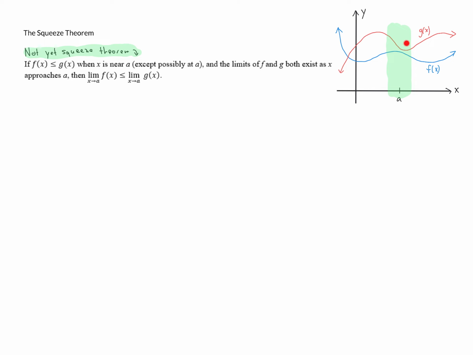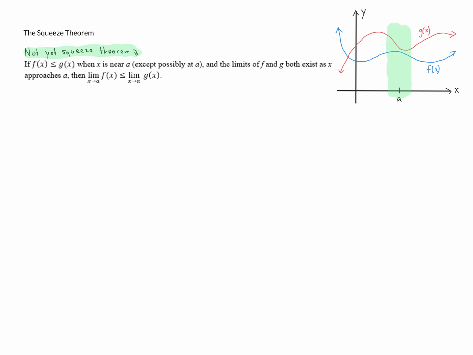And in this area, we know that f of x, the blue function, is less than or equal to g of x, the red function. And so this theorem says that the limit as f of x approaches a is going to be less than or equal to the limit of g of x as x approaches a. And I hope intuitively that makes sense. In this particular drawing, I've made it so that g of x is greater than f of x. They could be equal. These two curves could touch somewhere.